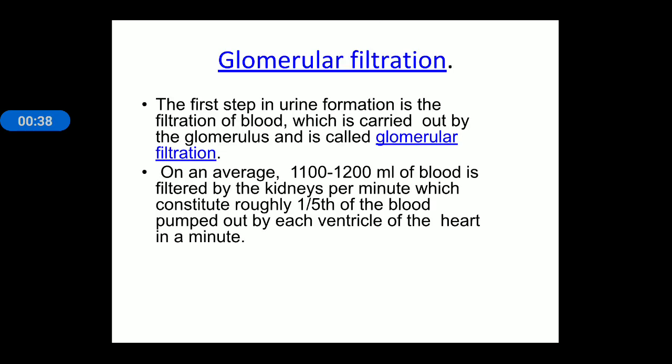Now first is glomerular filtration. This process takes place in the glomerulus part of the nephron, and this is the first step of urine formation. On an average 1100 to 1200 milliliter of blood is filtered by the kidney per minute. Means per minute approximately 1.1 to 1.2 liter of blood is filtered by the kidney, which is one-fifth part of the blood pumped by each ventricle.